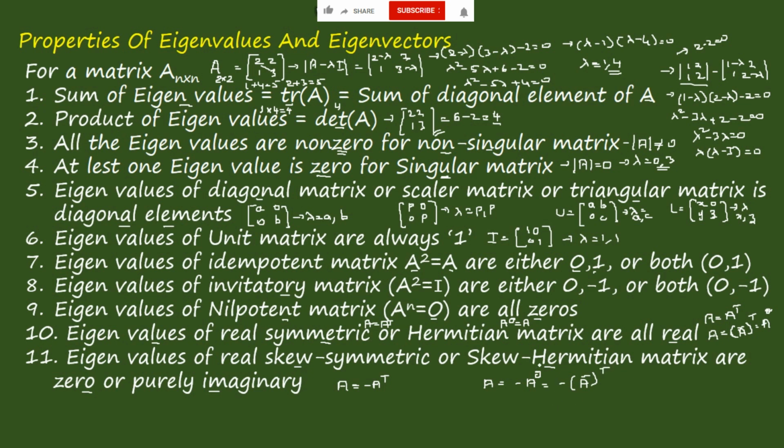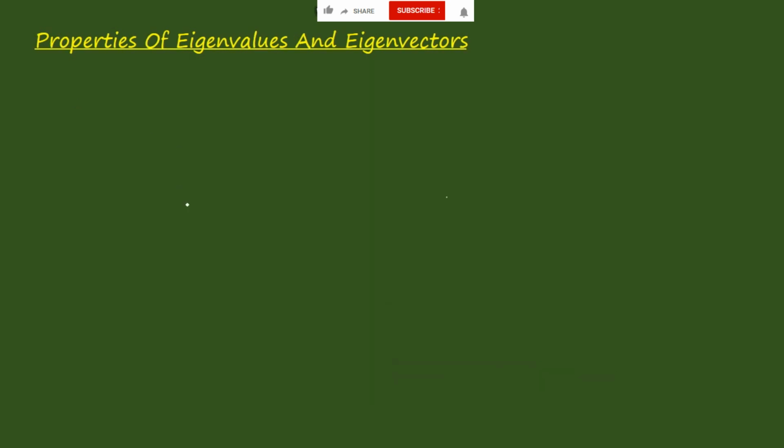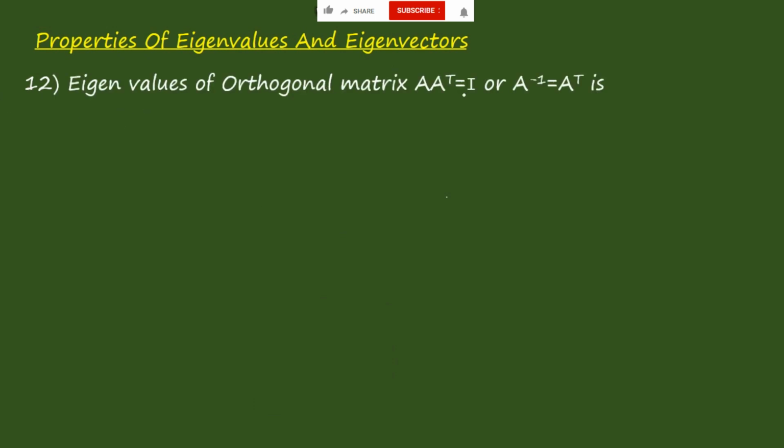Now we'll be looking at a few more properties of eigenvalues and eigenvectors. More important properties of eigenvalues and eigenvectors. Okay, the first one is the eigenvalues of an orthogonal matrix, A into A transpose is equal to I, or A inverse is equal to A transpose. The eigenvalue would be 1. We can say that lambda can be plus or minus 1.